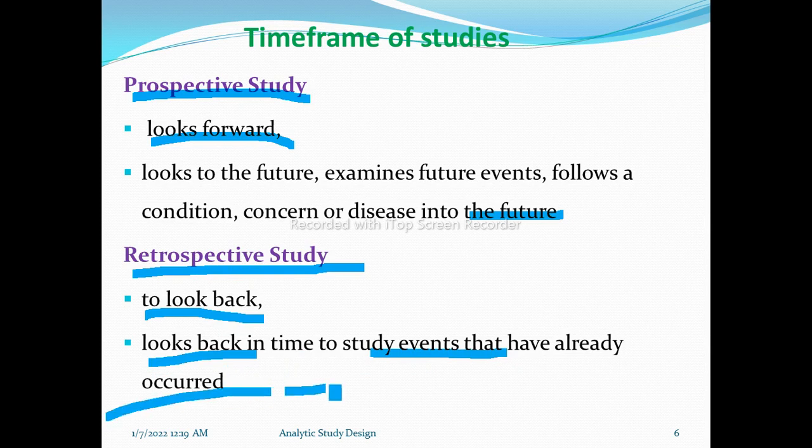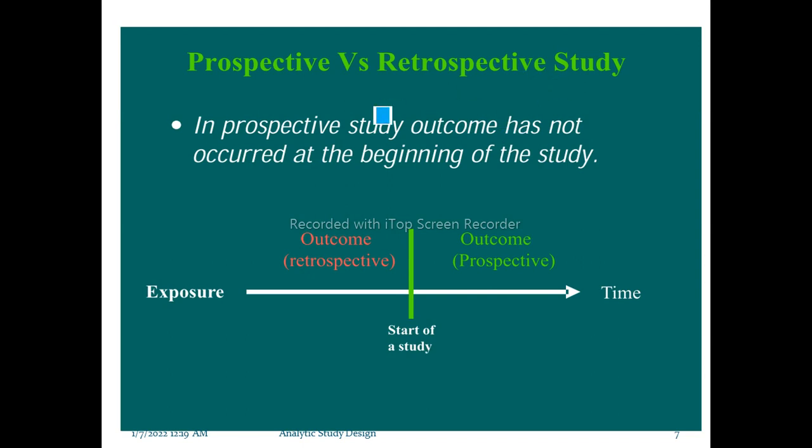So they have already occurred, so we will come back in time and we will study events which occurred in the previous time, but a retrospective study also has follow-up time, starting from the previous time and following up to the present time. So prospective and retrospective are two time frames of studies which are applied in study. So, prospective versus retrospective study.